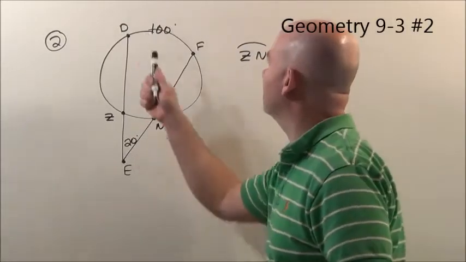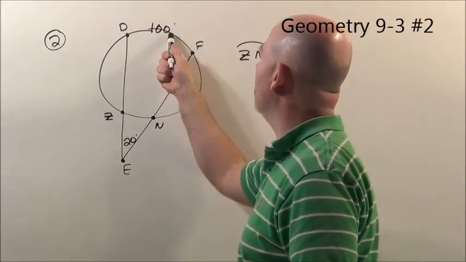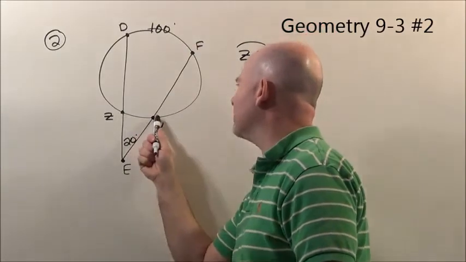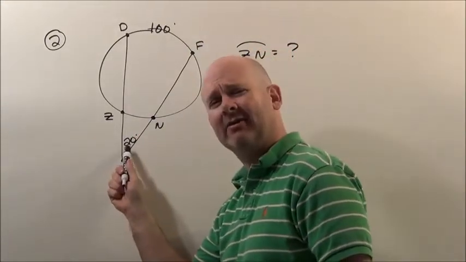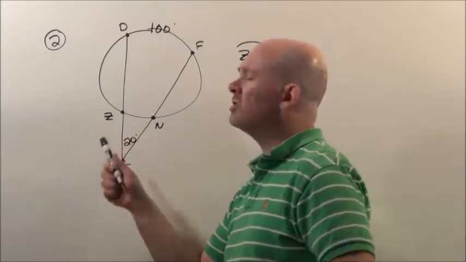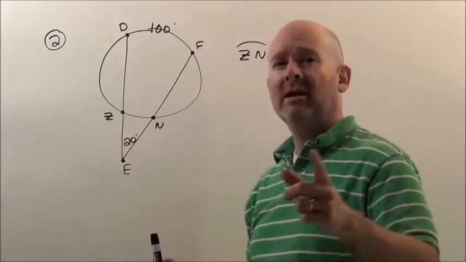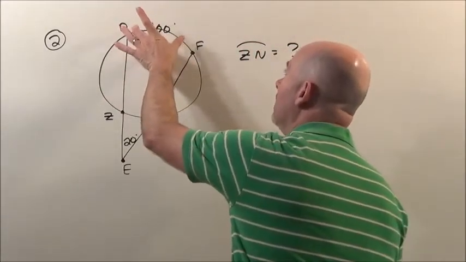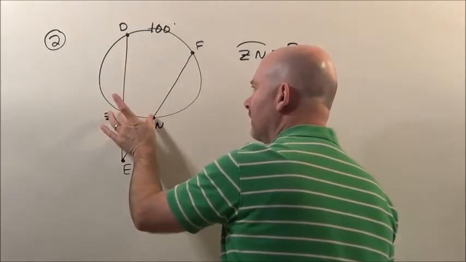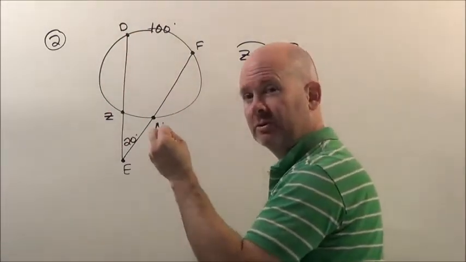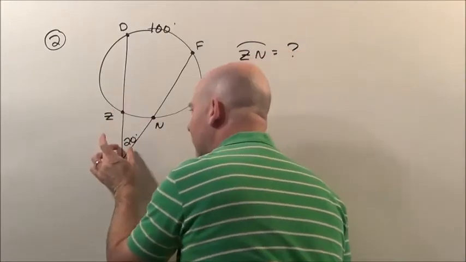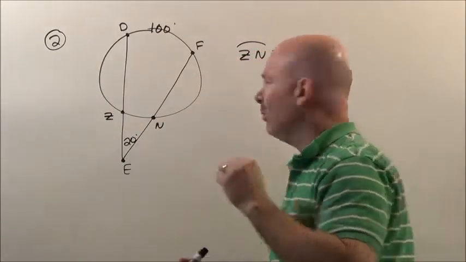Here's problem 2. It tells us arc DF is 100 degrees. And instead of telling us arc ZN, it tells us the angle down here. It says angle E is 20. So we've got to do some backwards thinking to figure out what ZN is. Now we know that this arc minus this arc here, the difference of those, multiplied by half gives us the angle down here. Well, let's write that out.